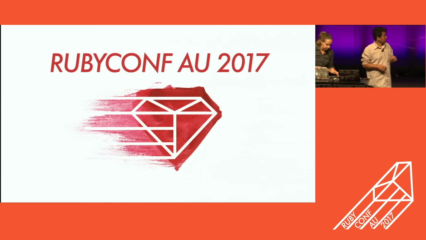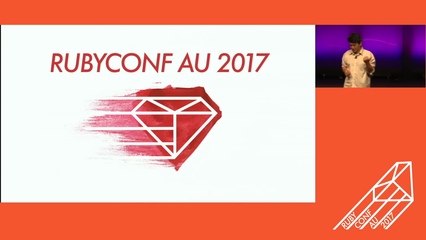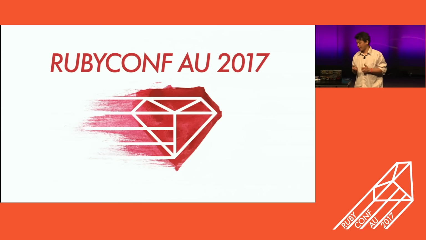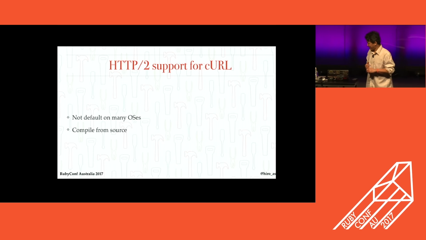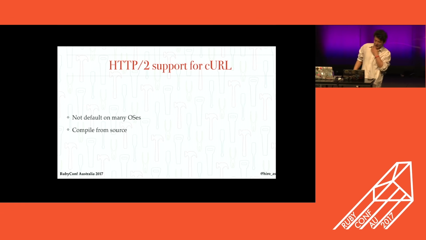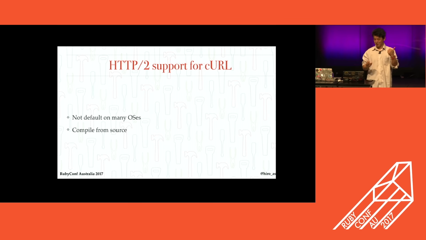So let's see. Curl's H2 support is not readily available on many OSs. That means no on Ubuntu out of the box, no on OS X up to El Capitan, because I have not tested Sierra. If you can test that for me, I guess. All right, so H2 support on curl. Yes, on Fedora.